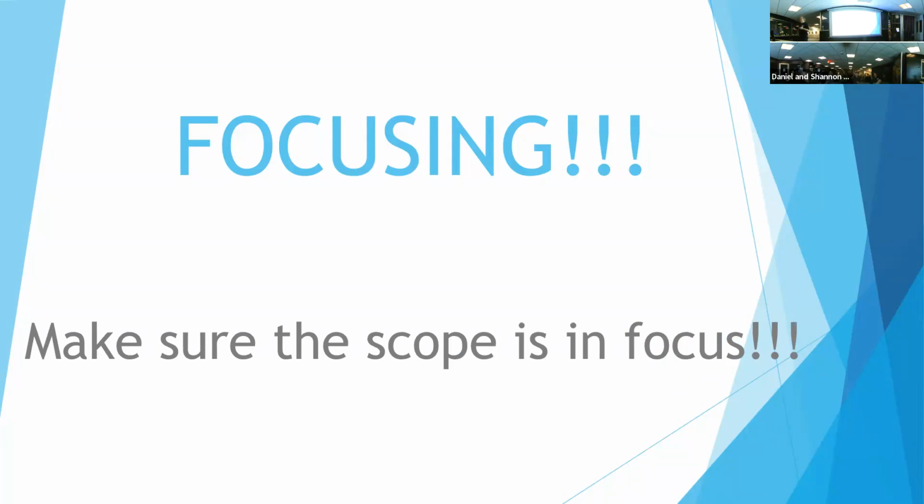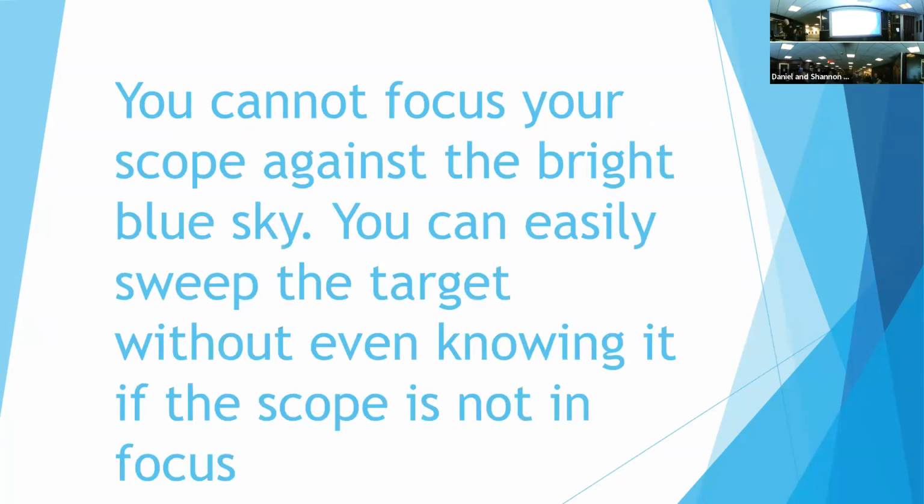But there's the problem: with crisp blue skies, you have no reference to focus on in order to find your target. You cannot focus your scope against the bright blue sky. You can easily sweep past the target without even knowing it if the scope is not in focus. So if it's way out of focus and you're looking for maybe Jupiter or Mercury, you sweep right by it and don't even know it.